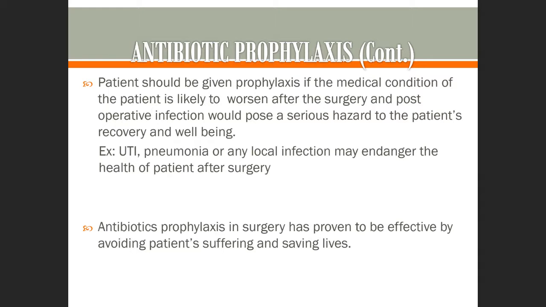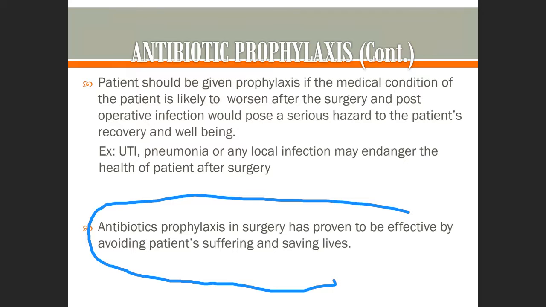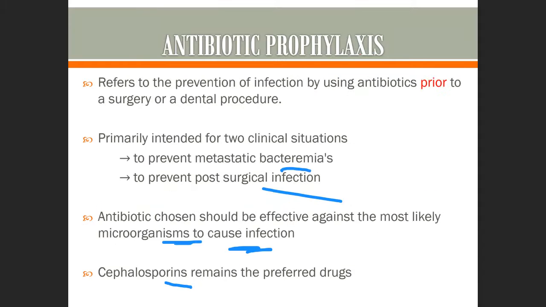For example, in the case of UTI, urinary tract infection surgery, in the case of pneumonia, or in the case of local infection, it may endanger the health of a patient after surgery. Antibiotic prophylaxis in surgery has proven to be effective. If a patient is undergoing surgery, antibiotic prophylaxis is very effective in avoiding patient suffering and saving life. Clear? So this is all about antibiotic prophylaxis.